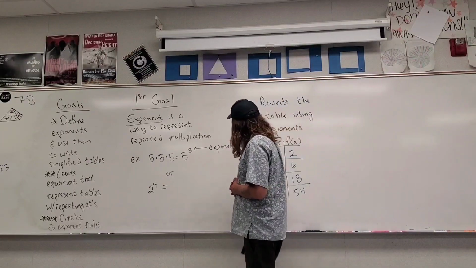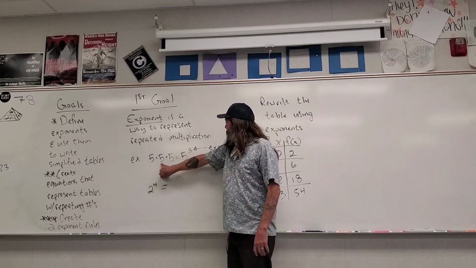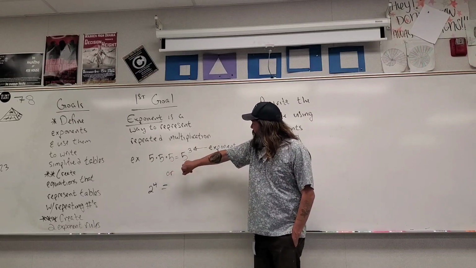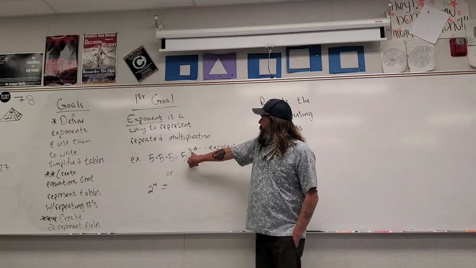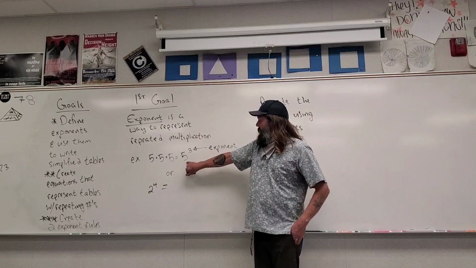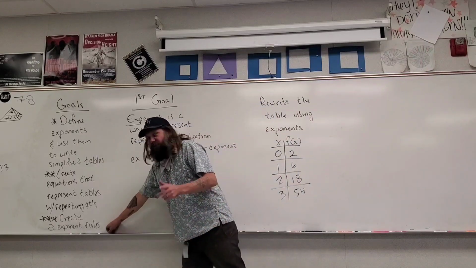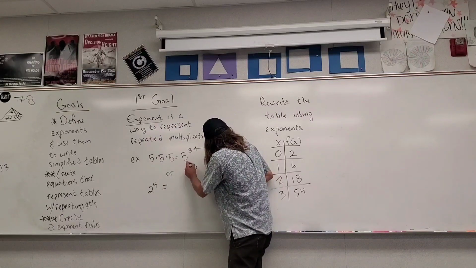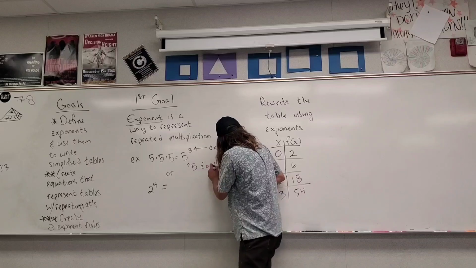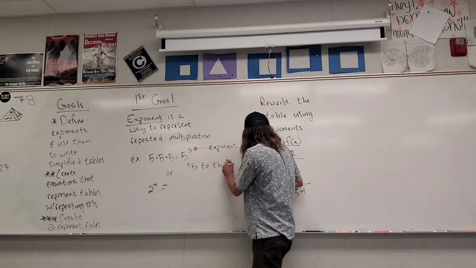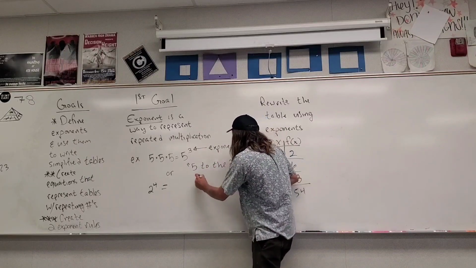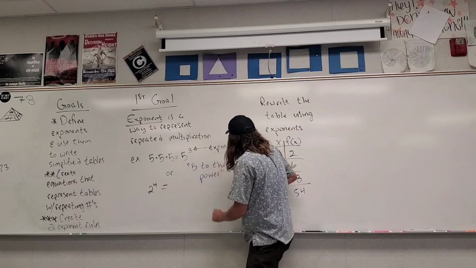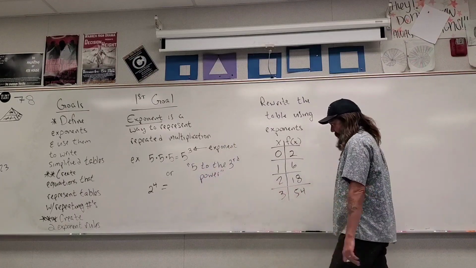So here I have an example of 5 times 5 times 5, and I can rewrite that with an exponent saying 5 to the 3rd power. And so let me write that translation down just so you know. Translated, this is saying 5 to the 3rd power, which means I'm multiplying 5 by itself 3 times.